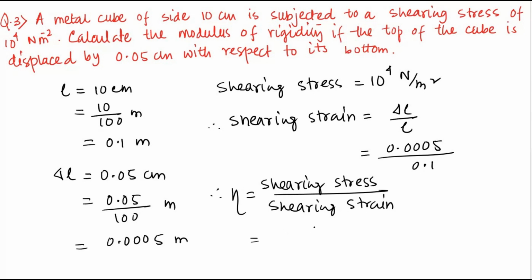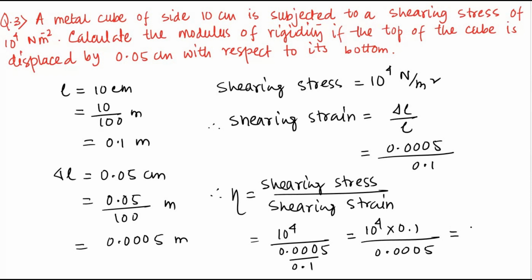Now we have everything. So just put the value of shearing stress and shearing strain. So 10 to the power 4 divided by 0.0005 divided by 0.1. And after calculating this, it would be 10 to the power 4 into 0.1 divided by 0.0005, which is equal to 2 into 10 to the power 6 Newton per meter square. So this is our answer. So the modulus of rigidity of the cube is 2 into 10 to the power 6 Newton per meter square.